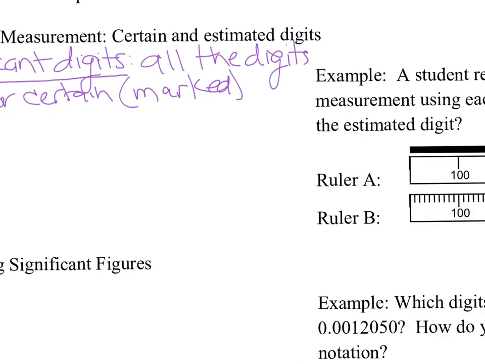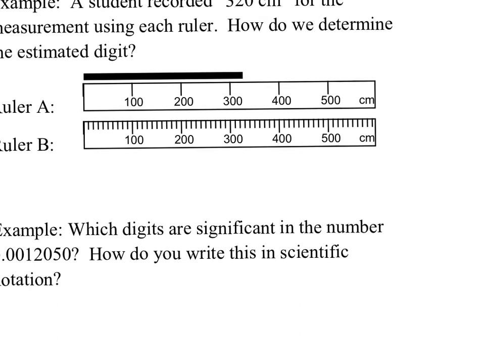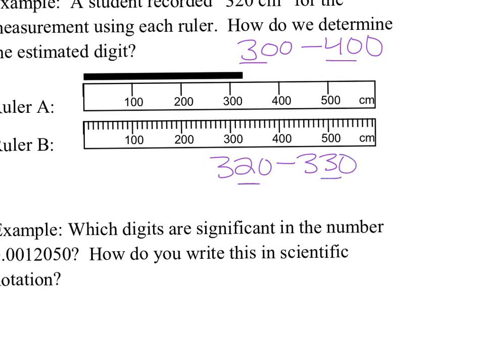So if I go over here, for example, the digits that I know for certain are that the ruler A is greater than 300 and it's less than 400. So the hundreds place is the one I know for certain, right? I know that for certain because it's marked. In ruler B, what's marked, and what I know for certain, is that it looks like somewhere between 320 to 330, right? So that ruler is more precise, and so I know for certain that it's somewhere between 2 and 3. So the tens place is certain. And in this measurement, the hundreds place is the only one that is certain.